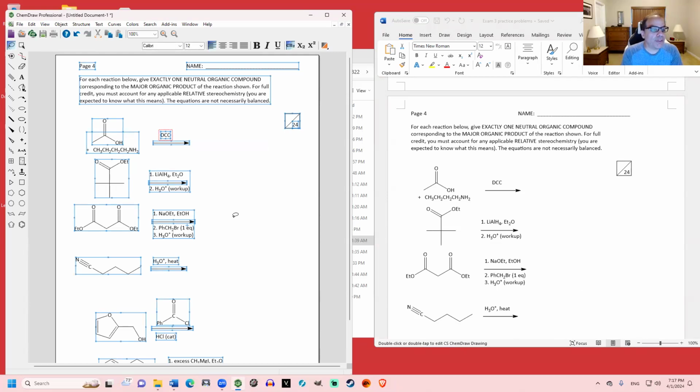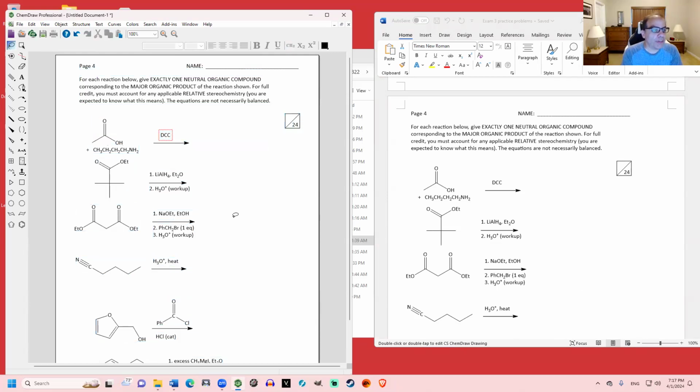After this, we come to the reactions part of it. The first one is treating acetic acid with butylamine in the presence of DCC. And what you need to know is that DCC reacts with a carboxylic acid and an amine, primary or secondary amine, to make an amide.